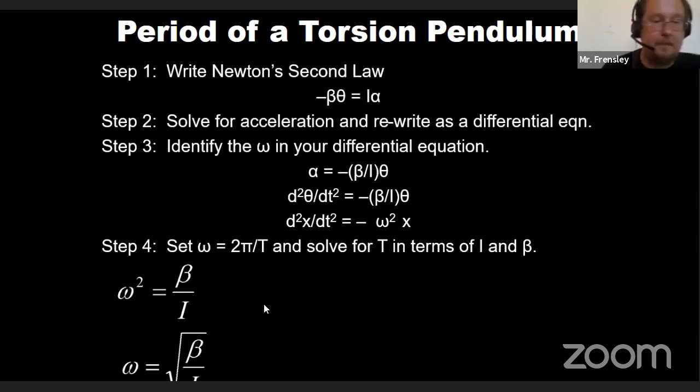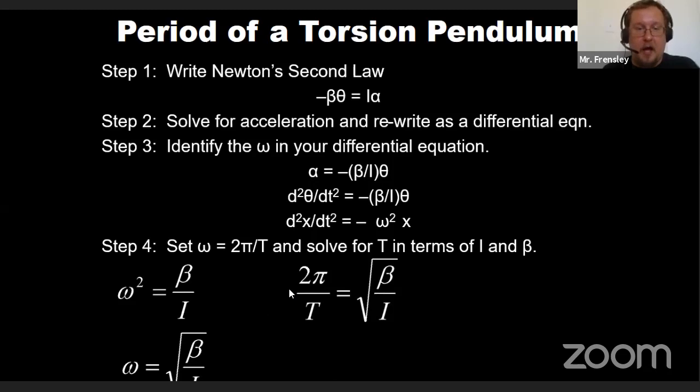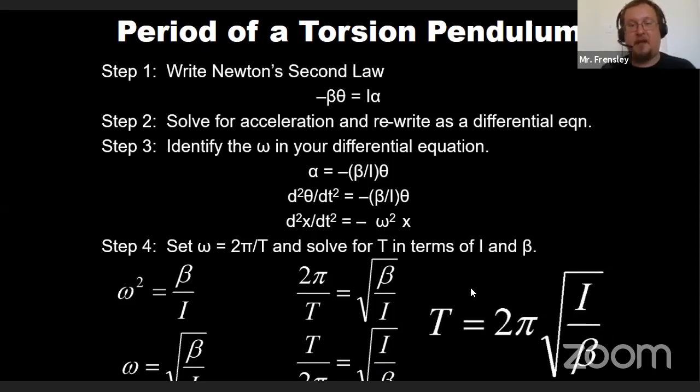Okay, all good. And then let's have a look. Omega is 2 pi over the period. So let's flip both of those. These two are still in jail. They can change bunks, but they're still in the jailhouse. Let's flip that 2 pi up. And you've got your period is 2 pi radical I over beta. That's a torsion pendulum right there.